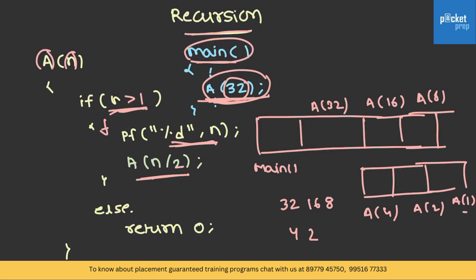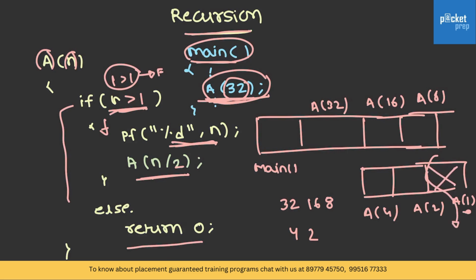If you see, now the value of n in this case is 1. So 1 is greater than 1, this condition is false. It comes out of this condition and it returns 0. So after returning, a of 1 will be popped off from the stack. This will be no more. Now it will come to the execution of a of 2. We have finished the execution of a of 2 till this point. After this point, this function completes its execution and it will be popped off from the stack.